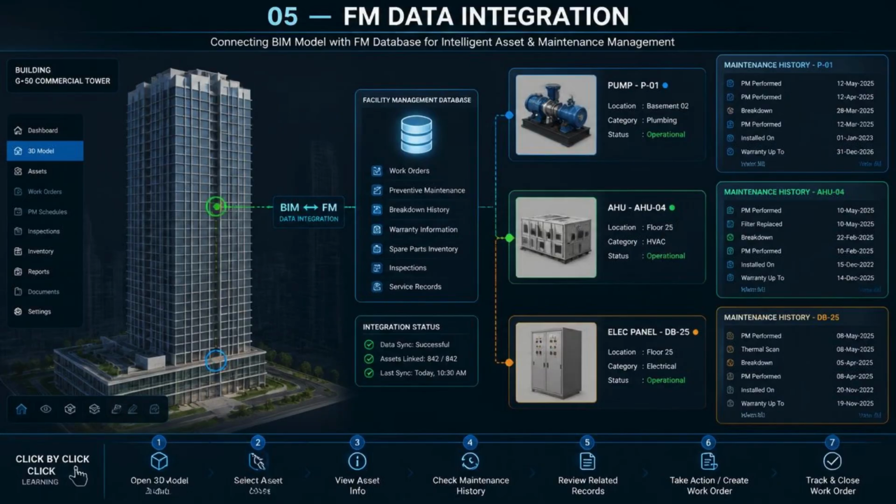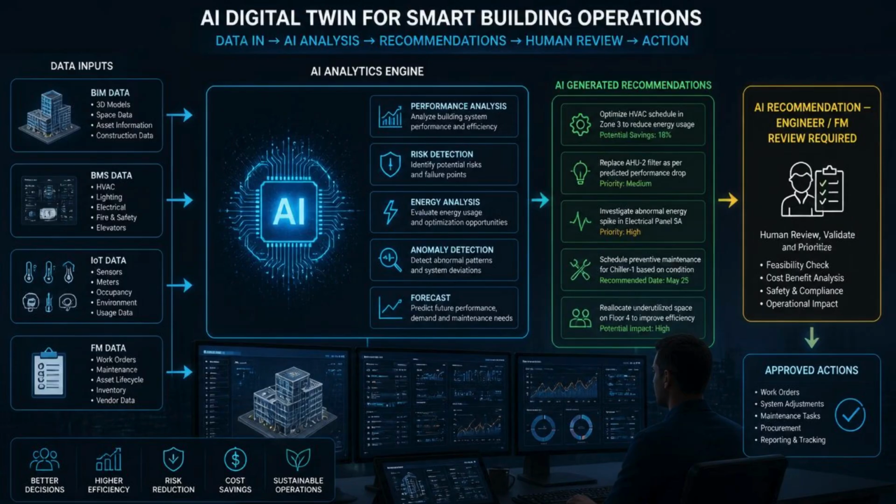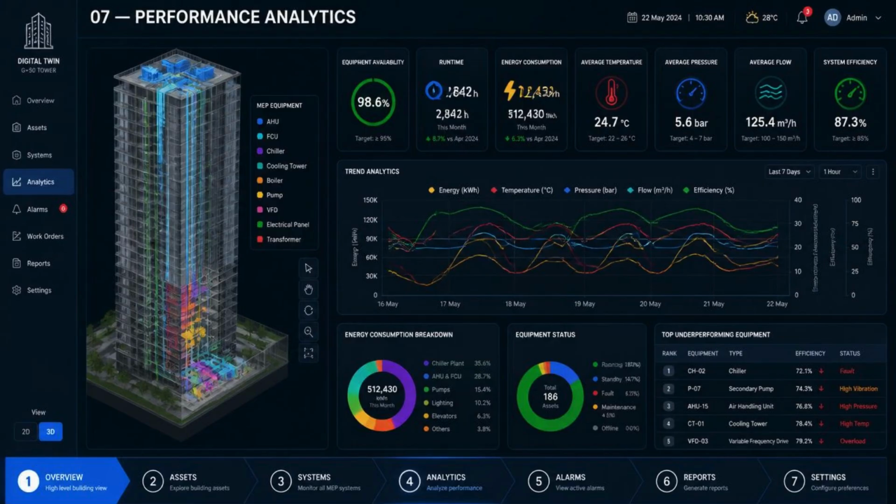However, AI should not independently control critical building decisions. Its role is to support the facility manager and engineering team with evidence-based recommendations. The first intelligence layer is performance. By comparing current operation data with expected performance and historical trends, the digital twin can help identify equipment that is operating efficiently and equipment that requires investigation.